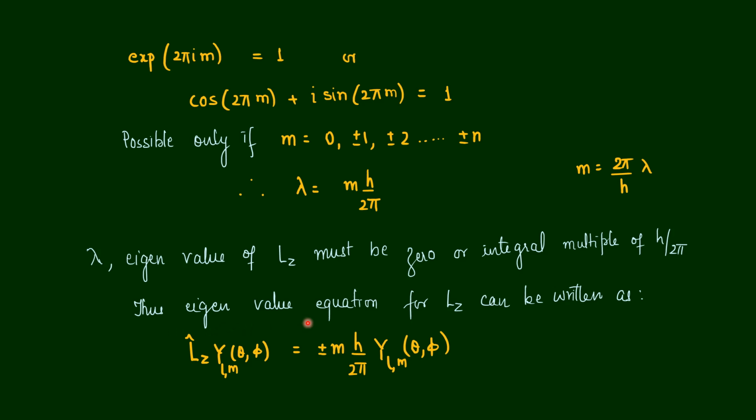Thus, the eigenvalue equation for Lz can be written as: this is the operator, this is the eigenfunction for Lz, that is the spherical harmonics. This is equal to m h upon 2 pi times the spherical harmonics. Or this can also be written as m h cross times Y, that is the spherical harmonics. And if we take atomic units, we can write h cross as 1, and this can be represented like this. Thank you.